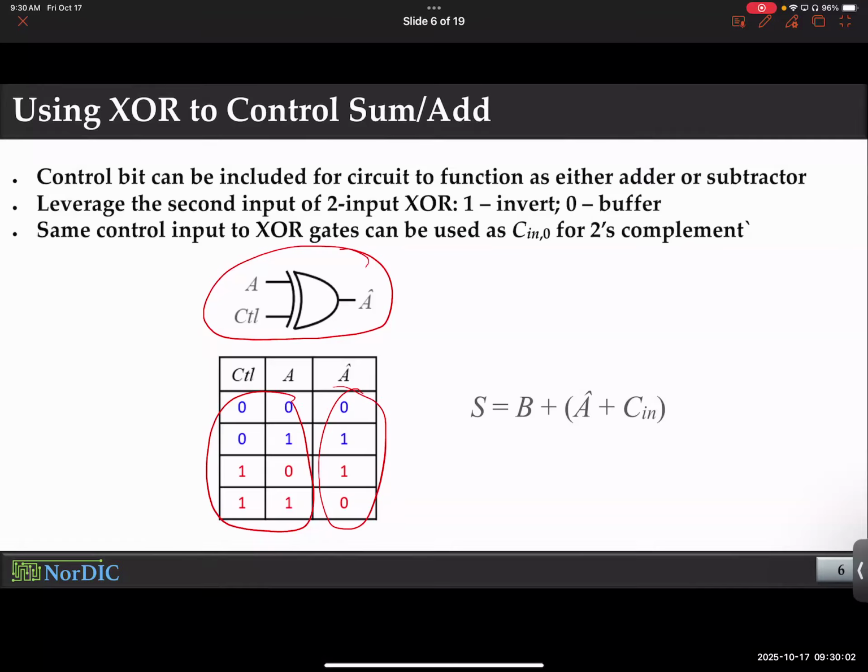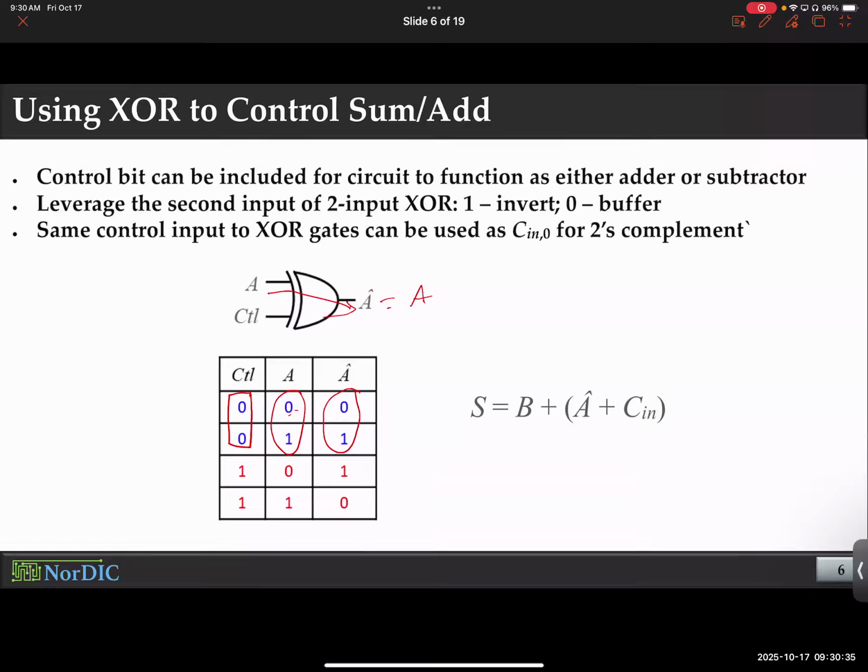An XOR gate will give you 0 when both inputs match. So if you have 1 and 1, you get 0. 0 and 0, you get 0 again. That's how the XOR gate works. Now notice one thing. When the control signal is 0, A is basically conveyed to the output as is. So if A is 0, you get 0. If A is 1, you get 1. So your A doesn't change. Apparently, A prime becomes A. You guys all agree with it?